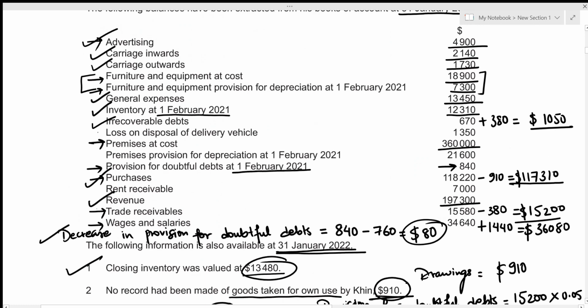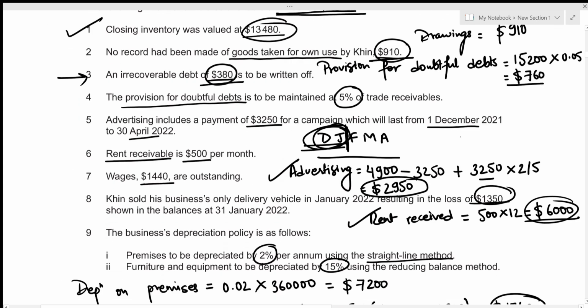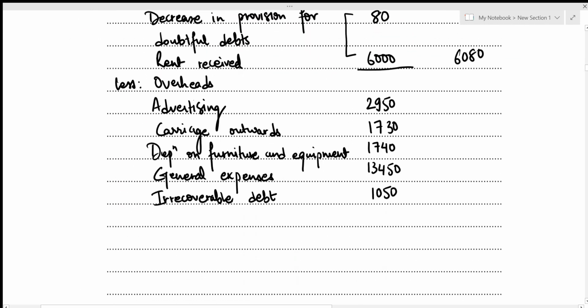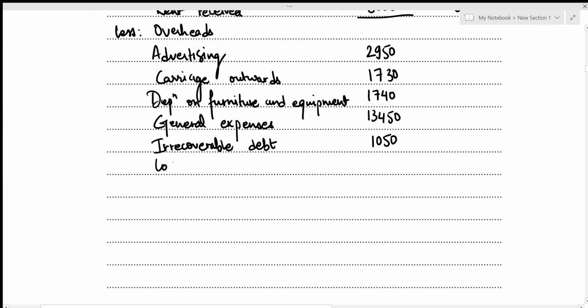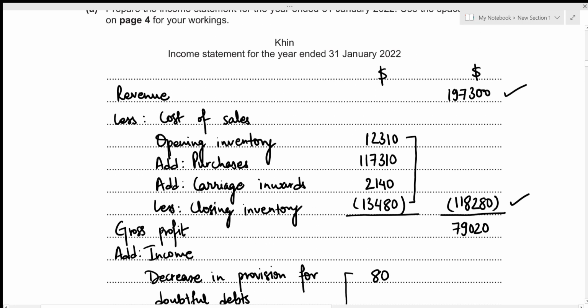Then we have our loss on disposal of delivery vehicle amounting to 1,350. Again, this is something to be included in our overhead section. Let's do that. So that's loss on disposal of delivery vehicle with the value of 1,350. Let's have a look above again.